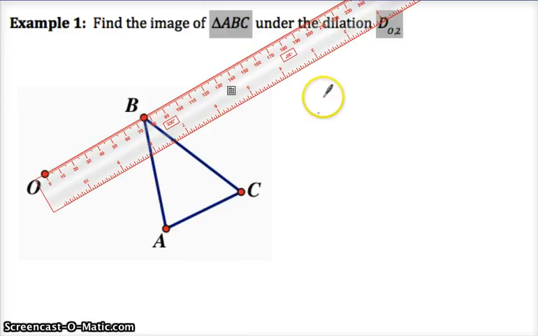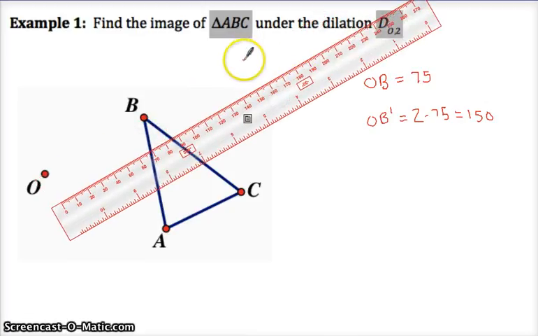Let me write down what I'm doing here so you can see this later. O to B, right now, that distance is 75. So that tells me that the distance from O to B prime ought to be 2 times 75. That's all you do. And that's 150. Now, realize that's from O to B prime. So I leave the ruler exactly where it is, and we look up here at 150. It's hard to write on this perfectly. And right around there, you can barely see it. That's where we put B prime.